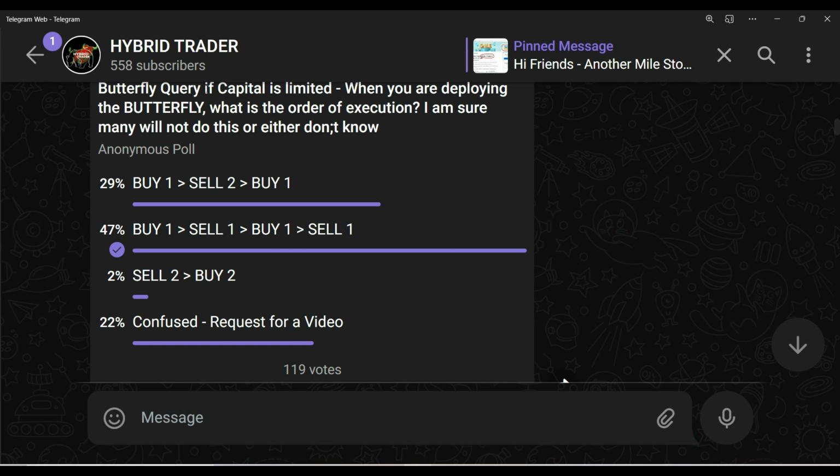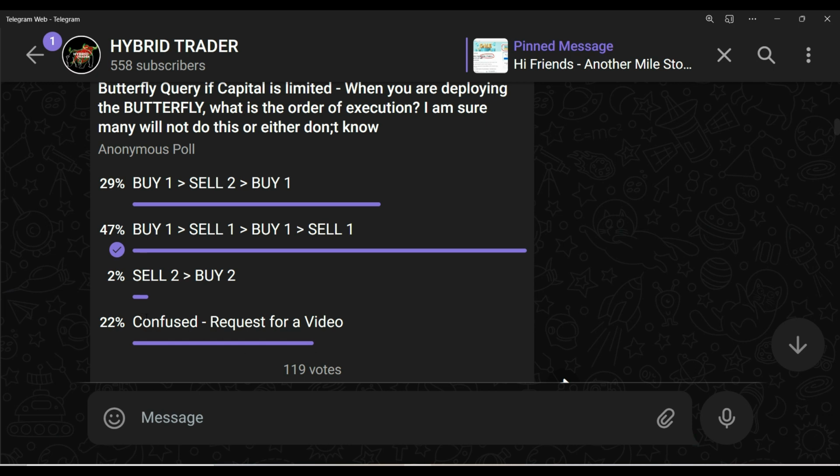So even yesterday I asked this question in general: let's say your capital is very limited and you're planning to deploy a butterfly. When you're planning to deploy a butterfly, what is the right way of executing the orders? I gave them option A, option B, option C, option D. Still, I see 22% of the people, almost 25 to 30 viewers out of 120, are confused. So they have told me to do a video, but this is very important, friend.